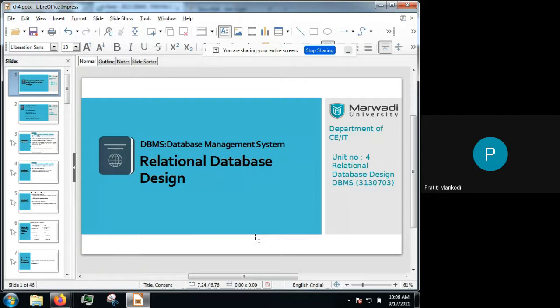Also, we need to minimize the data redundancy. It is not possible to remove the data redundancy at all. We'll see it in the coming sessions. It is not at all possible to remove the redundancy completely. There will be redundancy, but we need to minimize it and use that redundancy effectively to organize the data. So this is the gist of this unit.